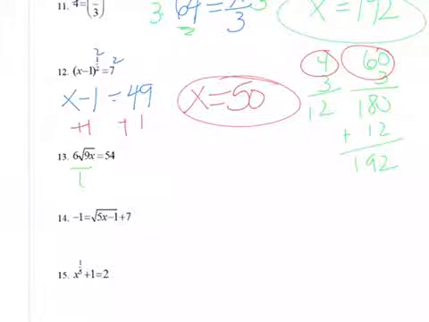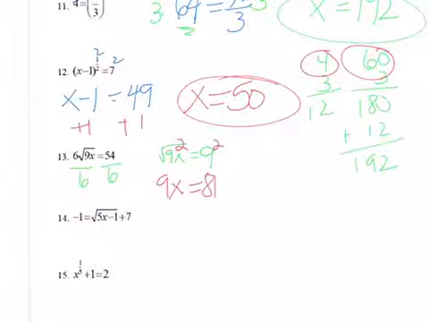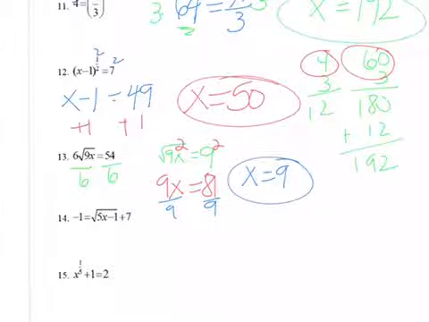For 13, we're going to divide both sides by 6. And 54 divided by 6 is 9. Then you're going to square both sides. So 9x equals 81. Divide by 9, and x is 9. Check that back in the original equation, and it is not extraneous, it works.